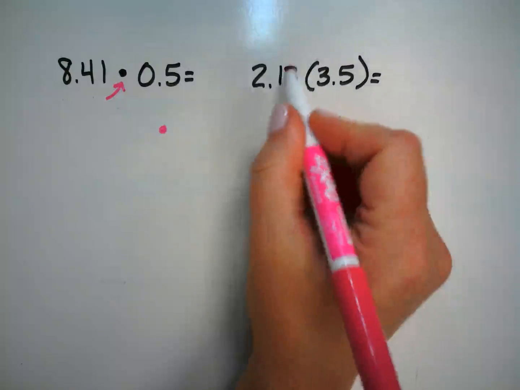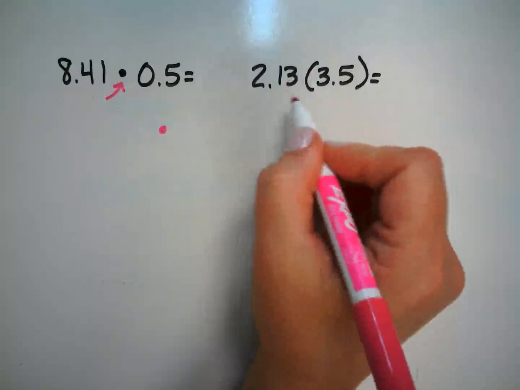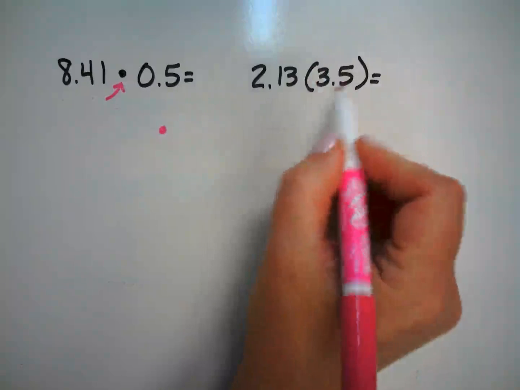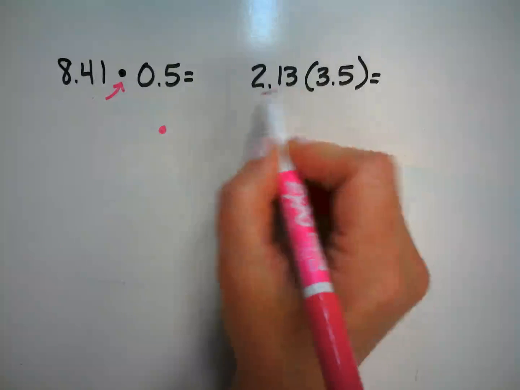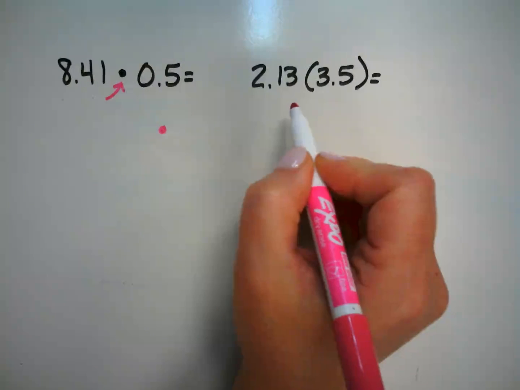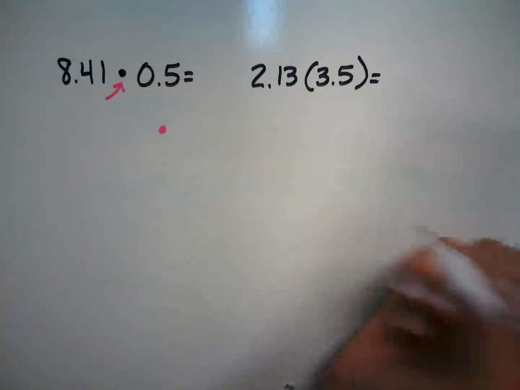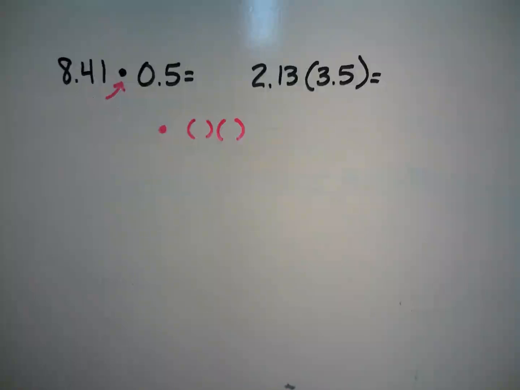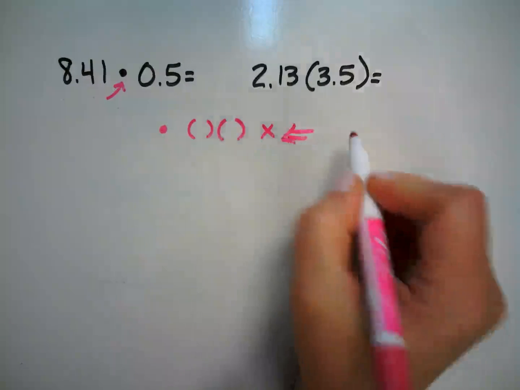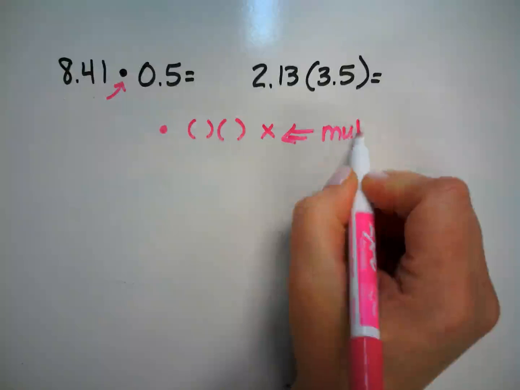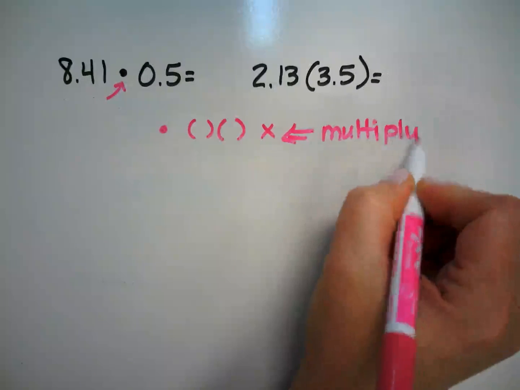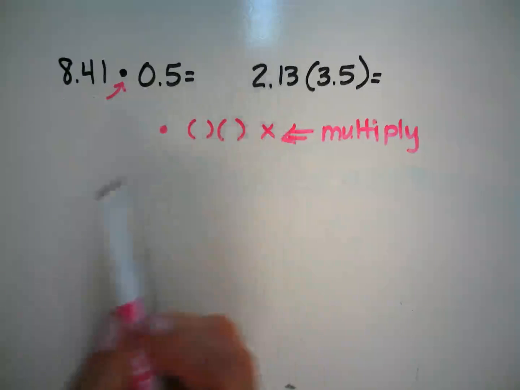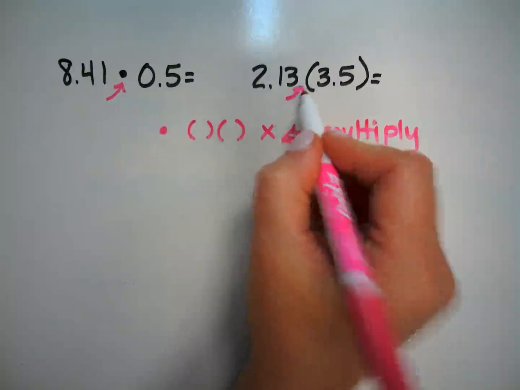This one has no operation sign here. When we see a number written in parentheses next to another number and there's no operator between telling us what to do, we always assume multiplication. So this can mean multiplication. And this traditionally means multiplication. All of these symbols tell you to multiply. So all of these problems that you see right here are multiplication problems.